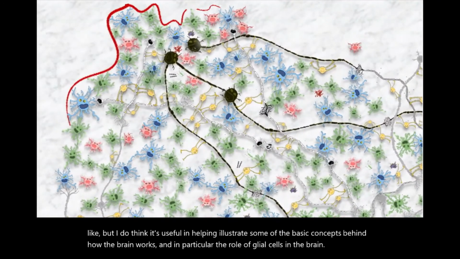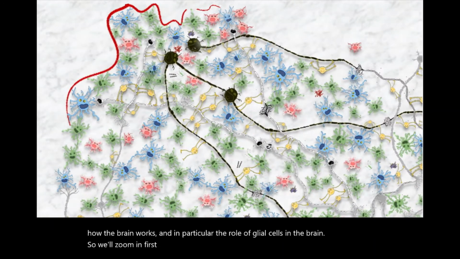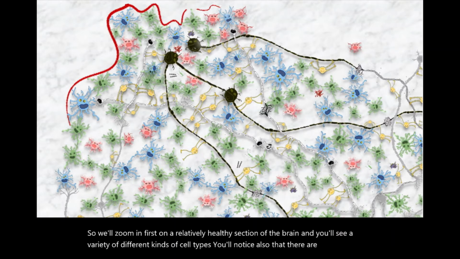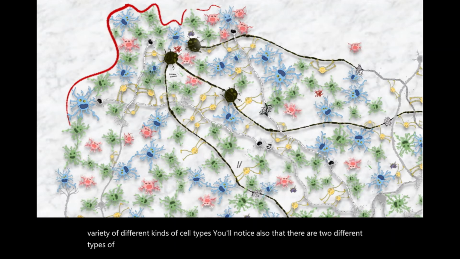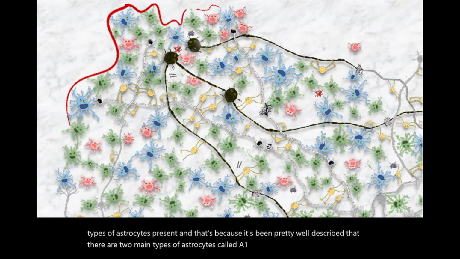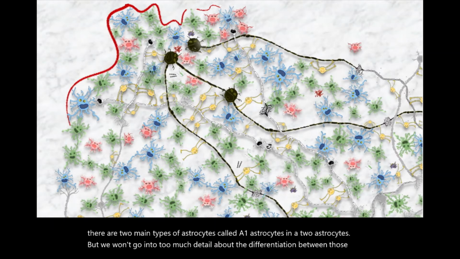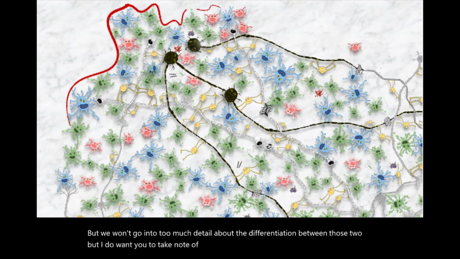So we'll zoom in first on a relatively healthy section of the brain, and you'll see a variety of different kinds of cell types. You'll notice also that there are two different types of astrocytes present, and that's because it's been pretty well described that there are two main types of astrocytes called A1 astrocytes and A2 astrocytes, but we won't go into too much detail about the differentiation between those two. But I do want you to take note of the various roles that these glial cells are playing.